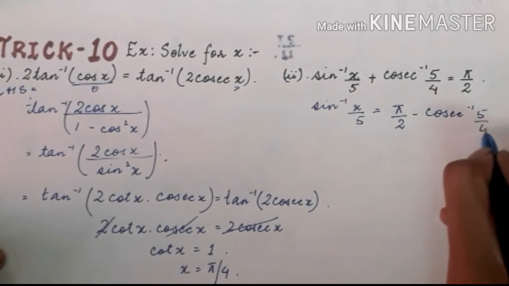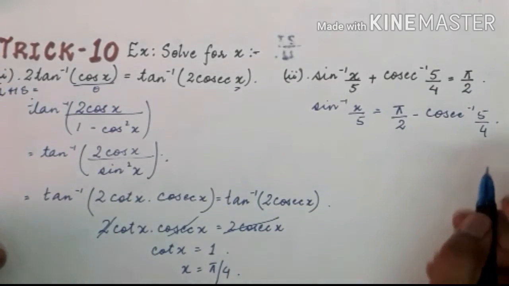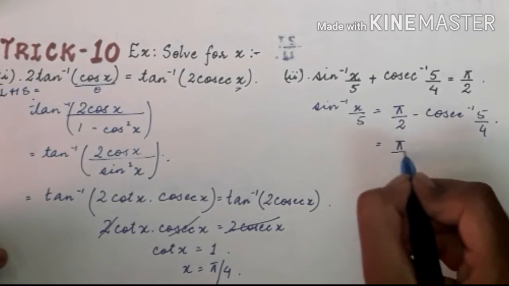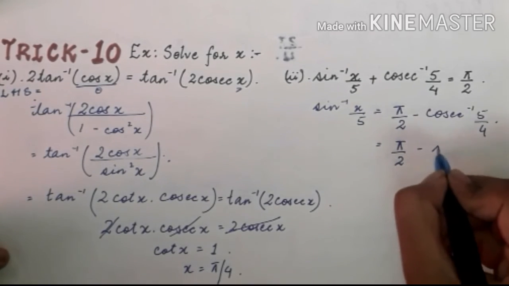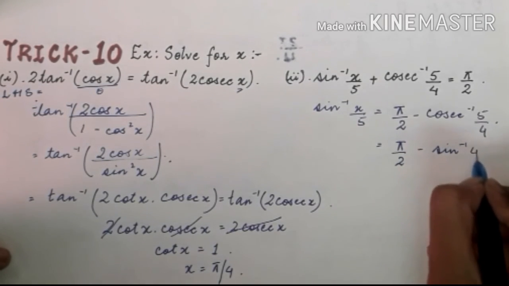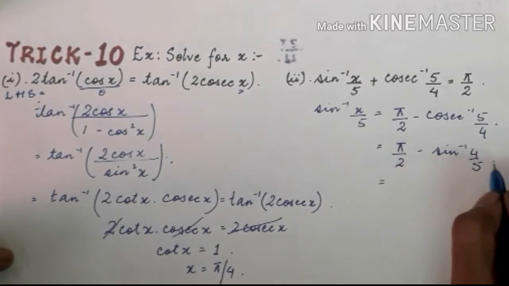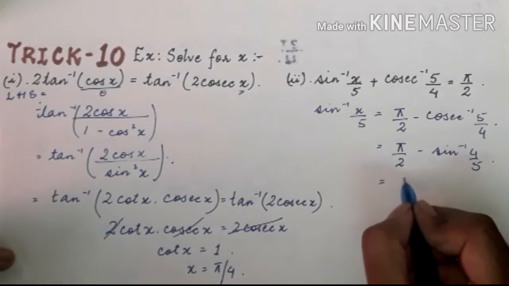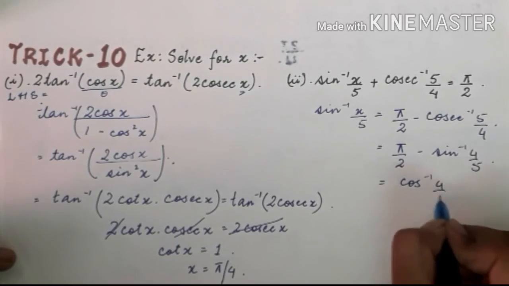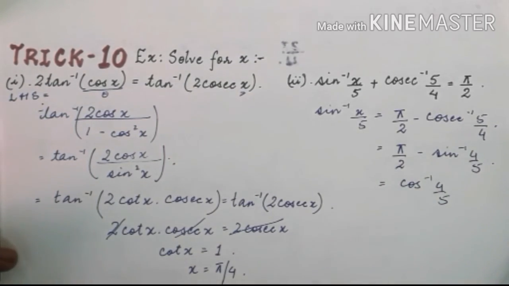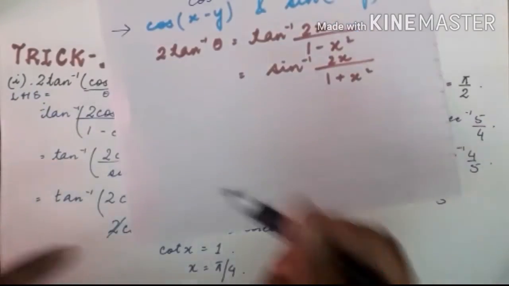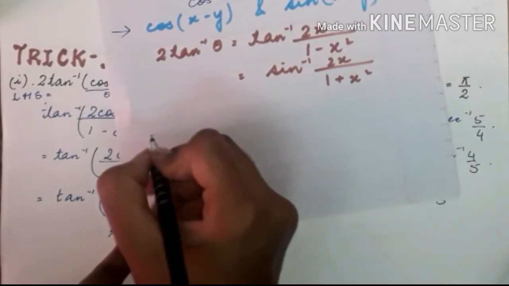Here in place of cosec inverse 5 by 4, you can write sin inverse 4 by 5. Yes, you can. It's again an identity. Now pi by 2 minus sin inverse 4 by 5 is cos inverse 4 by 5. It's also an identity. Two identities.